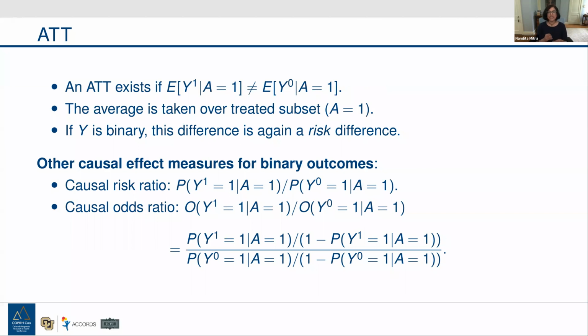Now, if we're thinking about the ATT, or the average treatment effect amongst the treated, then what we're doing is subsetting to those people who are actually treated, and we're still comparing the average potential outcome under treatment versus the average potential outcome if they were not treated. And again, this average is taken over the treated subset. So if Y is binary, this difference is again a risk difference, and you could always estimate a causal risk ratio or a causal odds ratio.